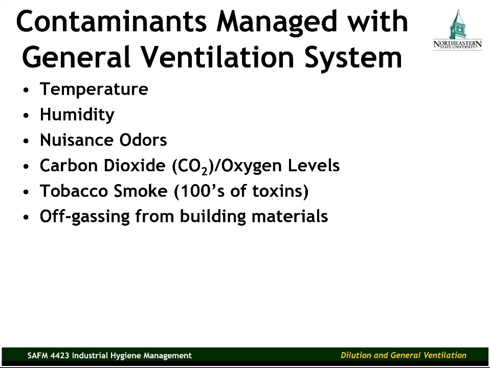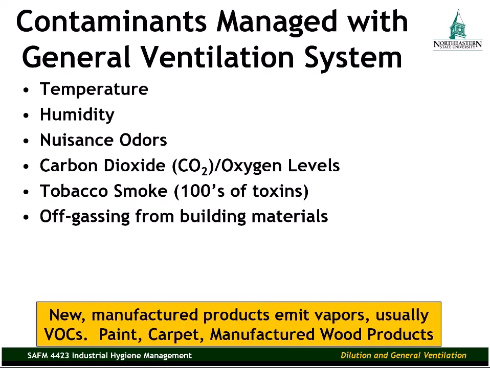Off-gassing from building materials. Some examples: paint, carpet, manufactured wood products. One of the most common types of vapors emitted would be vapors from volatile organic compounds. Many different toxins can be involved with off-gassing. There have been some extreme cases where buildings have pretty much been unoccupiable. They've not been able to occupy the building because the off-gassing was so severe.